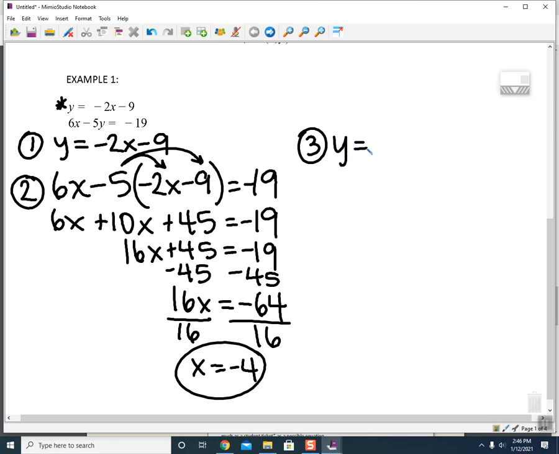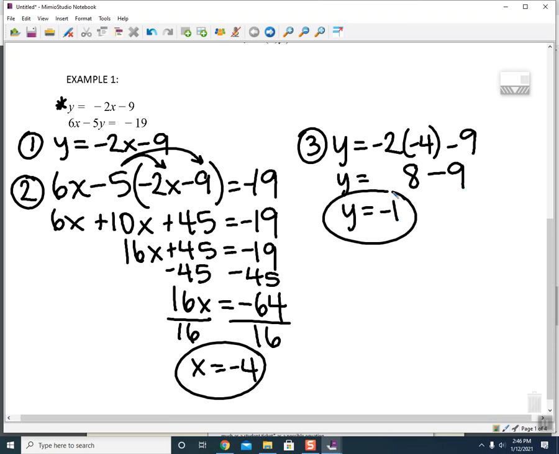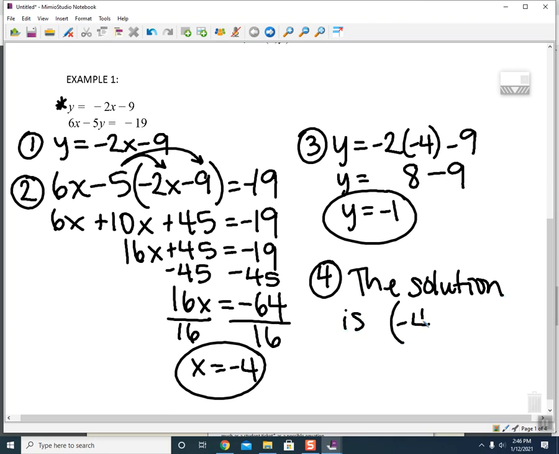So y equals negative 2 times negative 4 minus 9. So y equals negative 2 times negative 4 is a positive 8, minus 9. So y needs to equal negative 1. So now I have the two components I need. My final step is step number 4, and that's where I list out the solution. So the solution is my x was negative 4, my y was negative 1. My solution is negative 4, negative 1.